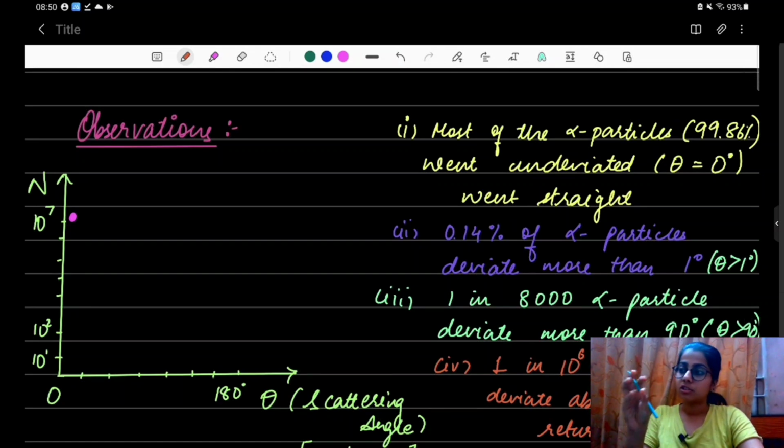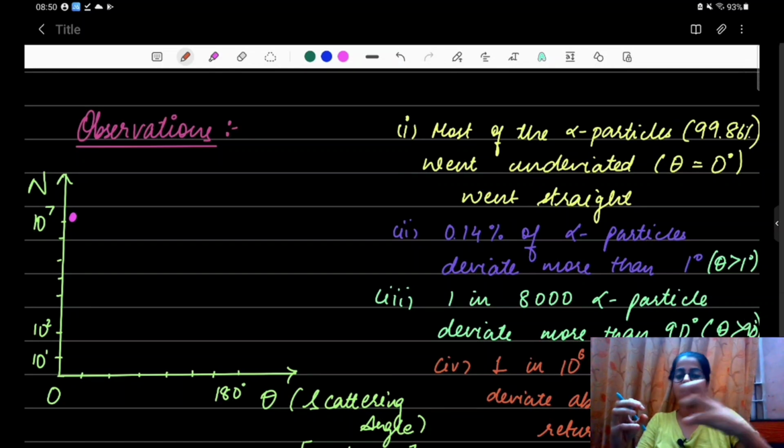The mass and the charge inside the nucleus are so strong that the alpha particle feels so much repulsion. We have learned in electrostatic force of attraction and repulsion that if two like charges are kept at a place, there is a force of repulsion, that is k q1 q2 upon r square. So this force will be experienced by this alpha particle, because of which it moves back along the same path that it traced.